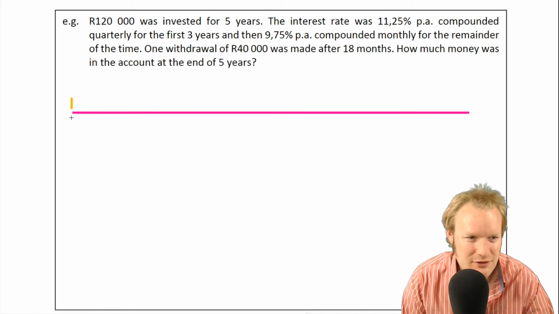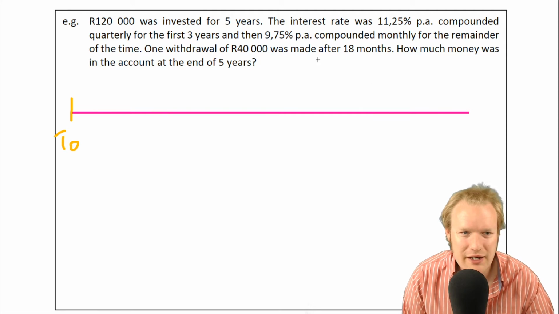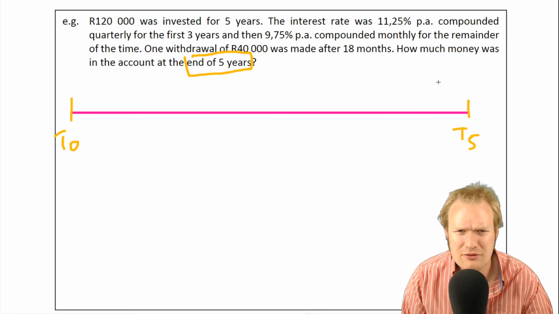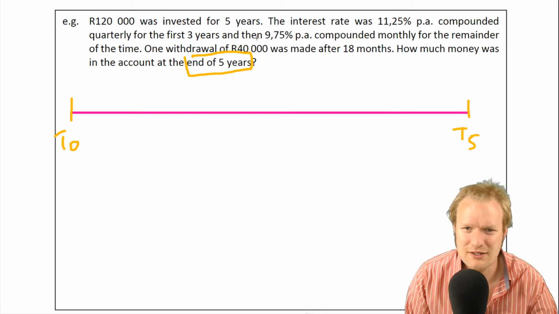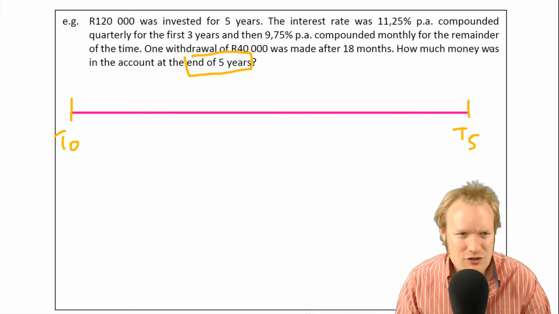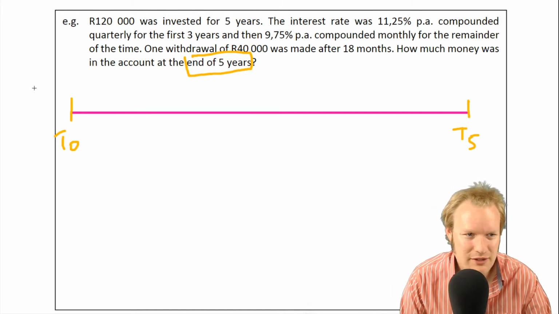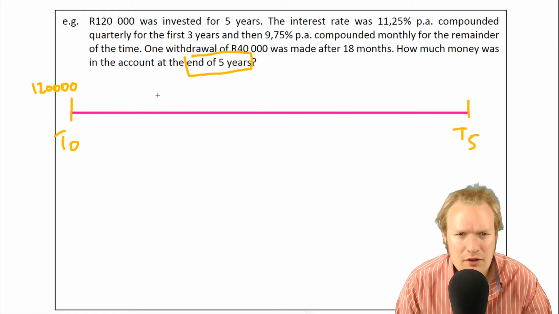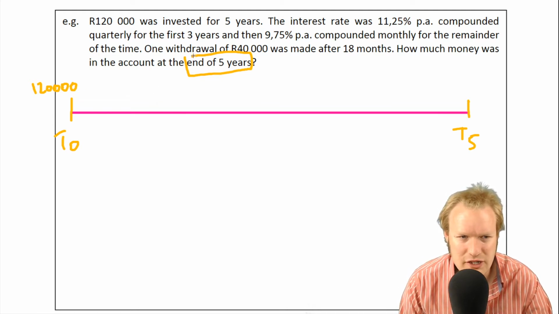And our timeline's always going to start at T0, and I'm jumping to the end. It says at the end of 5 years, so T5. But that could be dangerous because maybe something in here said something happens later. 120,000 Rand was invested for 5 years. So we put in 120,000 Rand. The interest rate was something for 3 years, then changed. There was a withdrawal at some stage too.